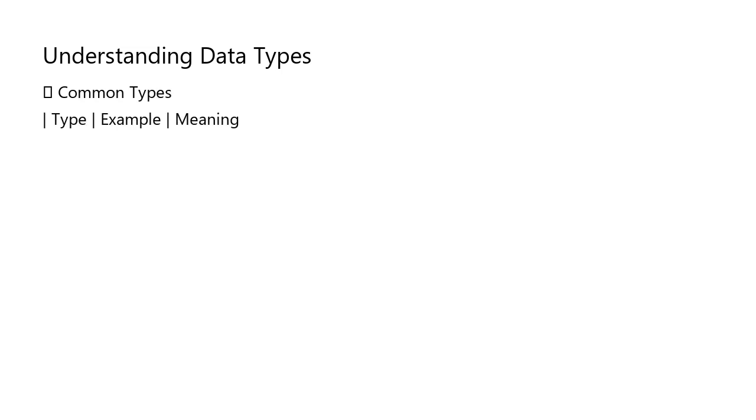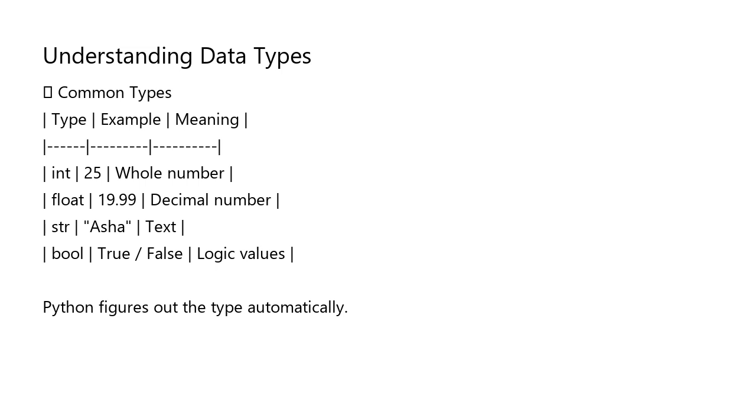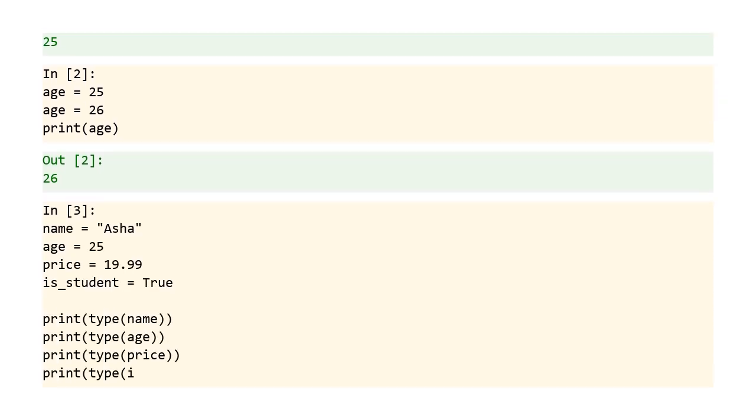Every value has a type. The type tells Python how to treat the data. Numbers are calculated. Text is combined. True, false controls decisions. We create 4 variables: a name, age, price, and a student flag. Then we print their types. Watch the output. Each type shows up as str, int, float, or bool.